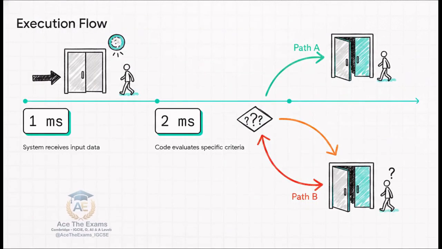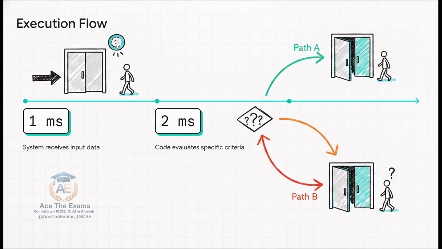You can see this perfectly in the mechanical flow of something like an automatic door. It decides whether to open based on a sensor. And the sheer speed of this logic is mind-blowing. Literally in the first millisecond, the system receives the input data. By millisecond 2, the code is evaluating the criteria, asking, hey, is a person standing there? And by the third millisecond, it instantly routes execution down path A to slide the doors wide open, or path B to keep them locked tight.